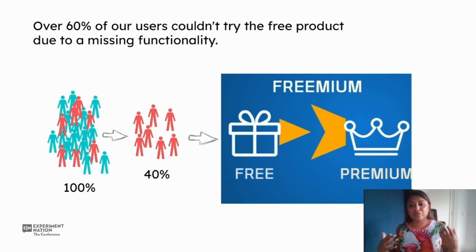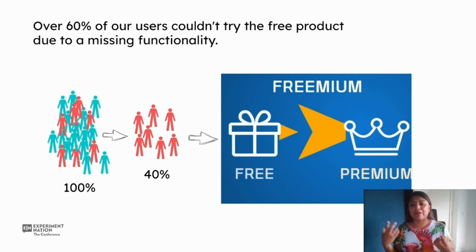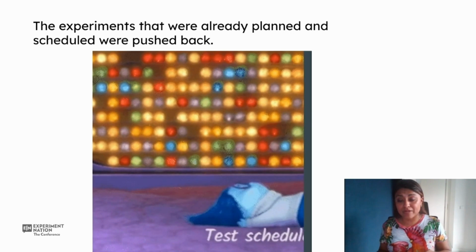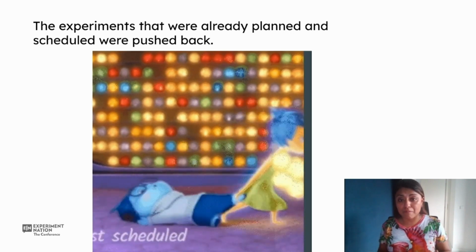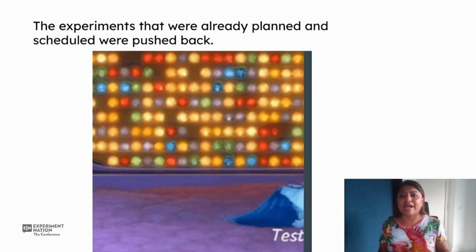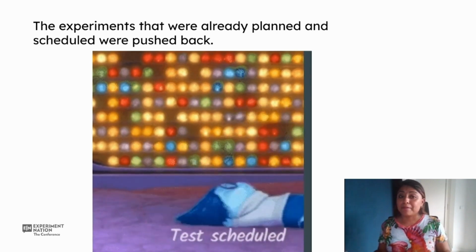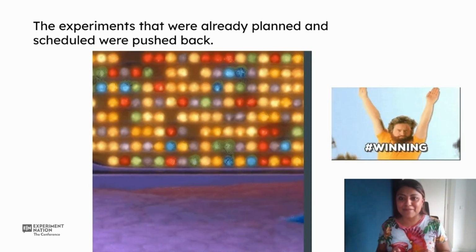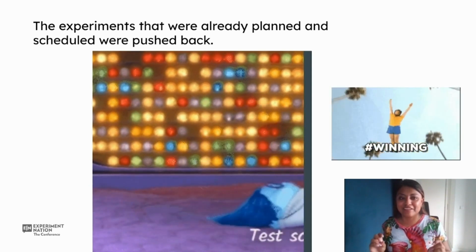Then we continued with our process of discovery while our development team was working on the new prototype we requested. But this created another challenge. Experiments that were already planned and scheduled in the backlog had to be pushed back because we realized that the new opportunities we were discovering had much greater impact on conversion. That means we had to fully recreate our backlog and put everything on hold because, lo and behold, with the new experiments, we finally started to see significant results.